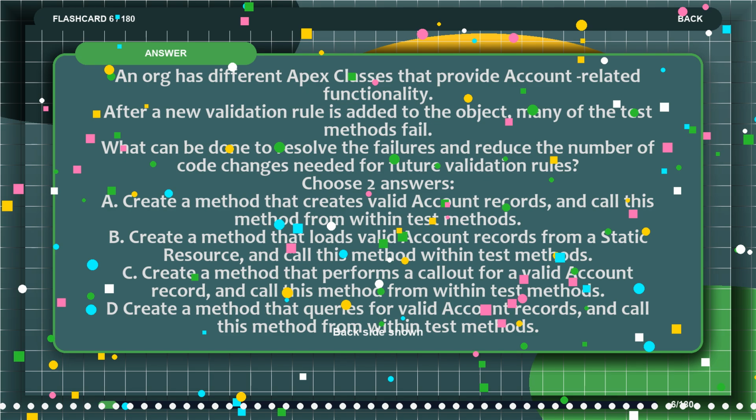Choose 2 answers. A. Create a method that creates valid account records and call this method from within test methods. B. Create a method that loads valid account records from a static resource and call this method within test methods. C. Create a method that performs a callout for a valid account record and call this method from within test methods. D. Create a method that queries for valid account records and call this method from within test methods.